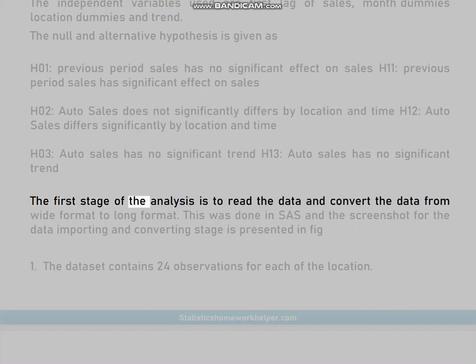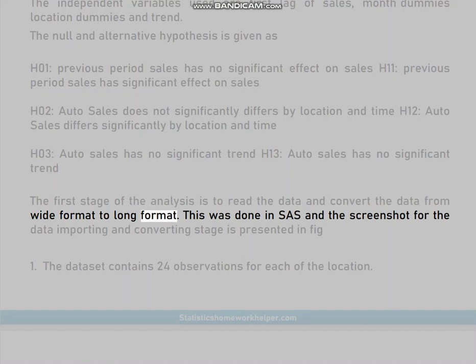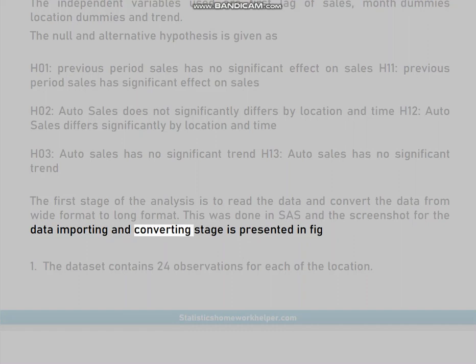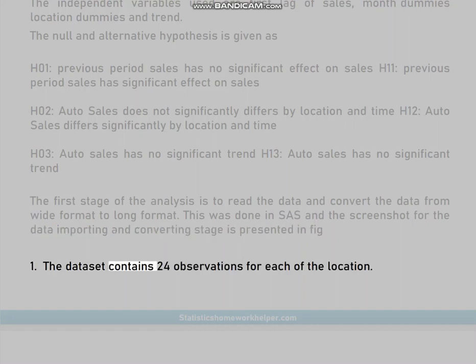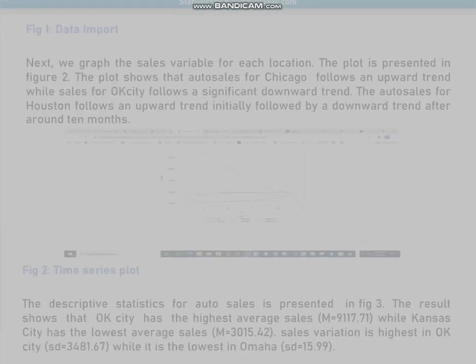The first stage of the analysis is to read the data and convert the data from wide format to long format. This was done in SAS, and the screenshot for the data importing and converting stage is presented in Fig 1. The dataset contains 24 observations for each of the locations. Fig 1. Data import. Next, we graph the sales variable for each location. The plot is presented in Figure 2.